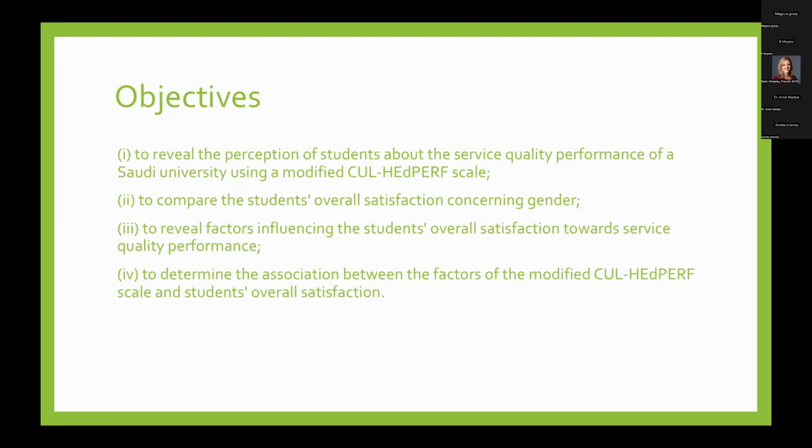So in this study, our objectives were to reveal the perception of students about the service quality performance of the Saudi University using a modified culture higher education performance scale, and we're going to talk about this in a bit. Also, we need to compare the students' overall satisfaction concerning gender. Third, to reveal factors influencing the students' overall satisfaction towards service quality performance. And we needed to determine the association between the factors of the modified culture higher education performance scale and students' overall satisfaction.